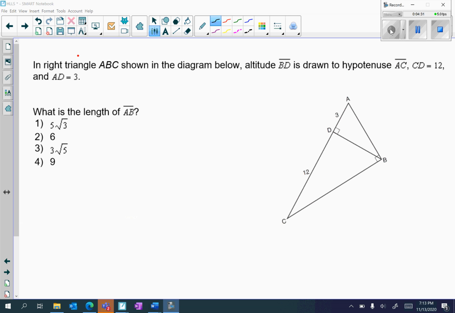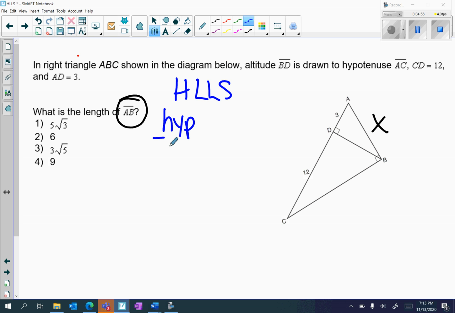Let's try this next question. In right triangle ABC shown in the diagram below, altitude BD is drawn to the hypotenuse AC, CD is 12, and AD is 3. What is the length of AB? So I'm going to put in X where AB is. So for this question, we're going to be using Hlls. Hypotenuse over leg is equal to leg over side.